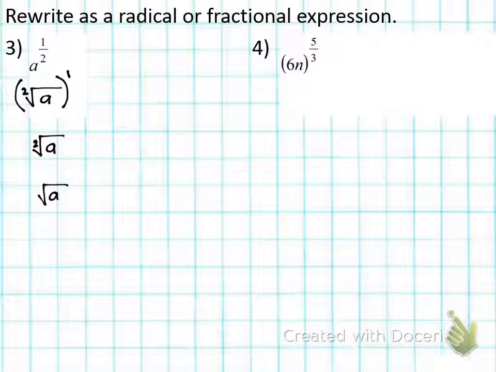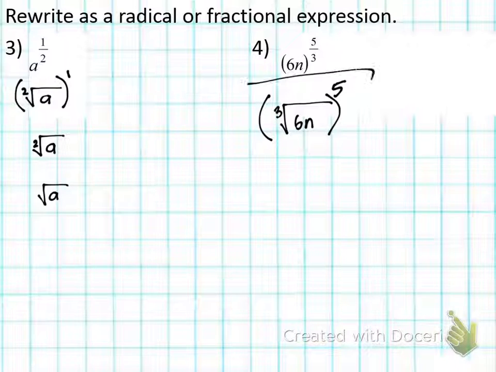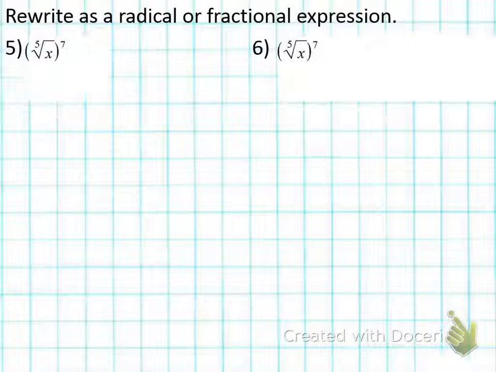On number 4, you take the base, 6n, put it into its own radical sign, the whole base. Take the denominator of 3, put it as the index, parentheses around the whole expression to the 5th power. This is the correct answer. This is the only correct answer. Okay? Make sense? Now we're going to work backwards.